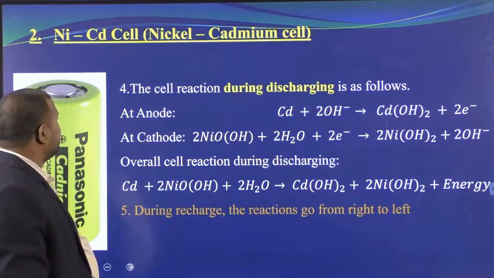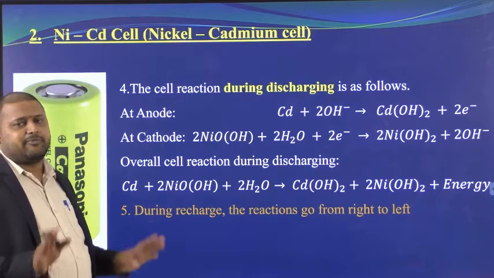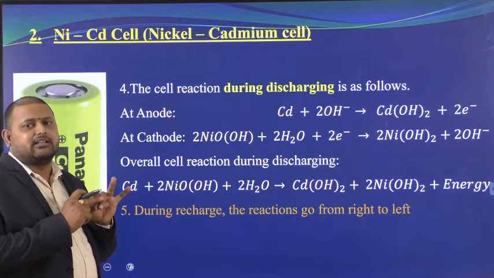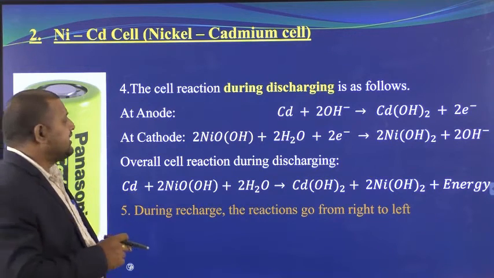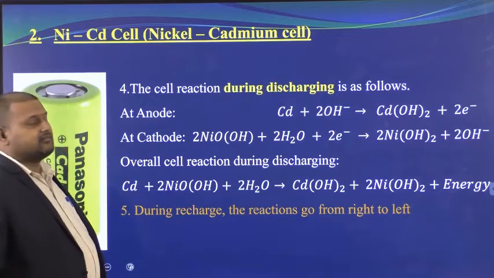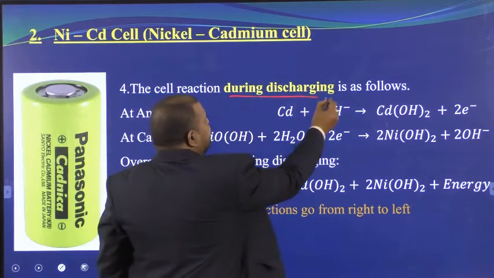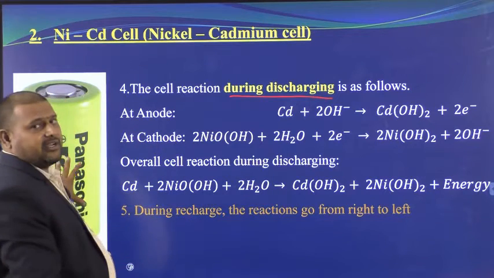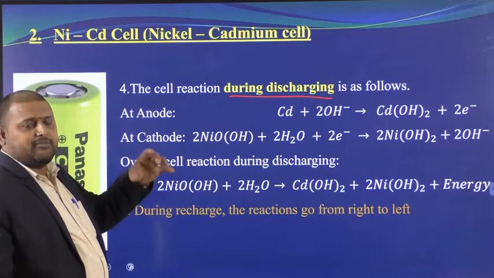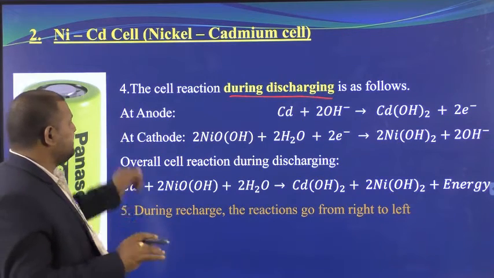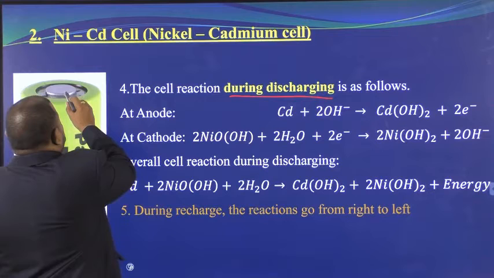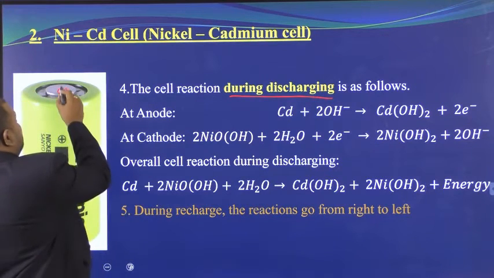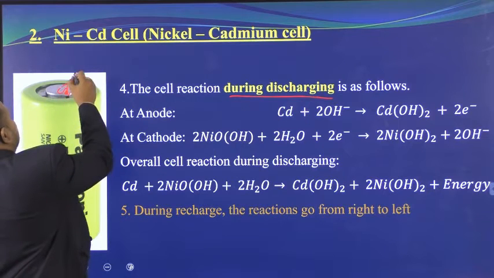Next step. What are the cell reactions? Every time you have to write this. The first three points are what is the cathode, what is the anode, and what is the electrolyte. The fourth one is the cell reactions, at the anode and at the cathode, and what is the overall reaction. While discharging, I am saying very clearly, if you put this battery in a camera and use it for flashlight, then cadmium becomes the anode. So this is the cadmium, and this is our anode now.